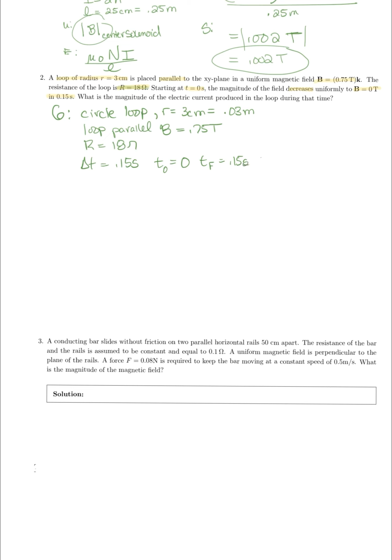So if you're doing a change in T, it's going to be what? Final minus initial, and final minus initial here is 0.15 seconds. That's what delta means, right? Delta means final minus initial.